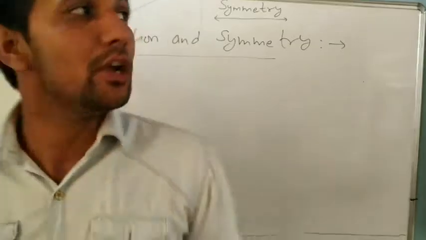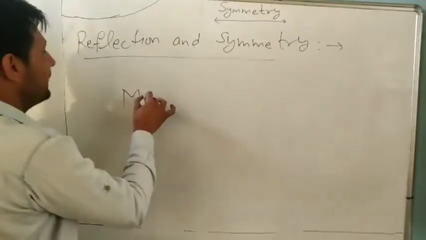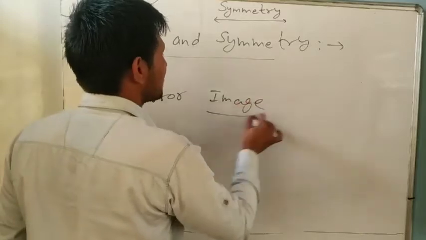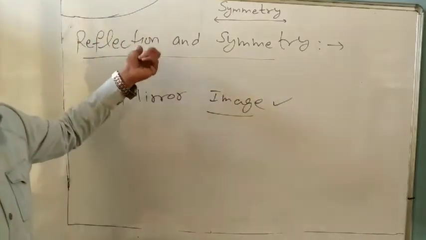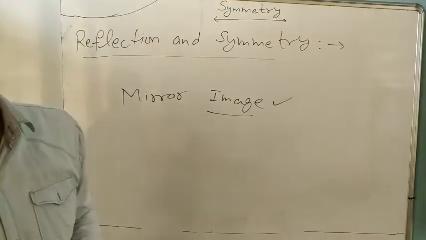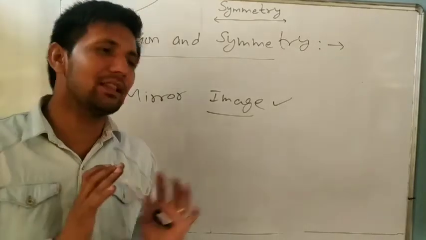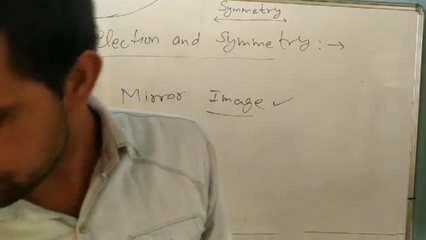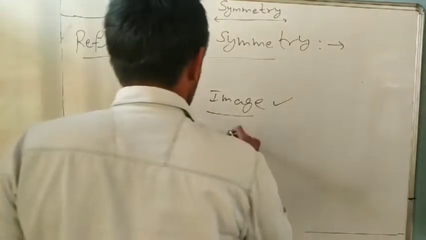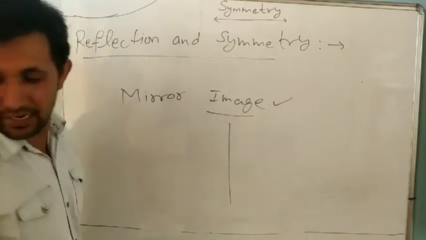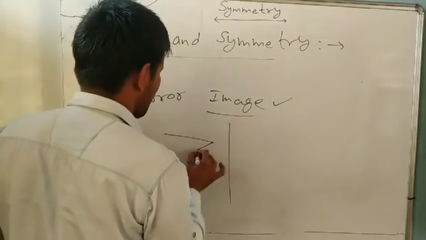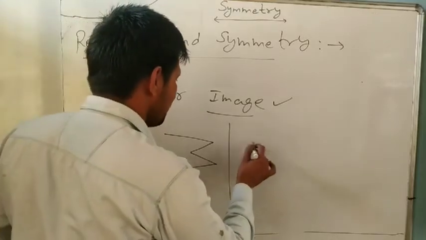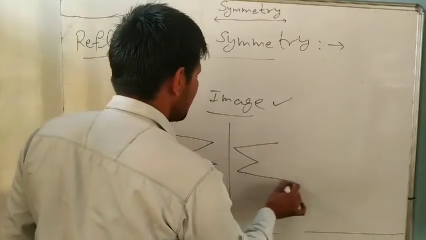So don't be confused. Whether the question says mirror image, symmetry, or reflection, all are the same. They are related and linked to each other. Suppose it is a mirror, and if it is M as in the last question, what is its image? Its image becomes like this one in the mirror.